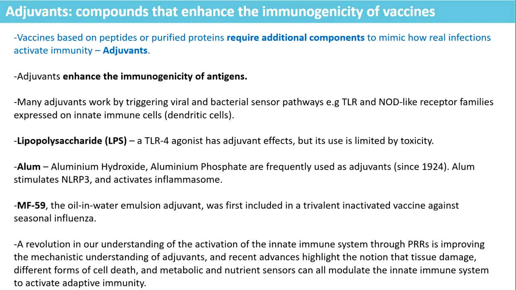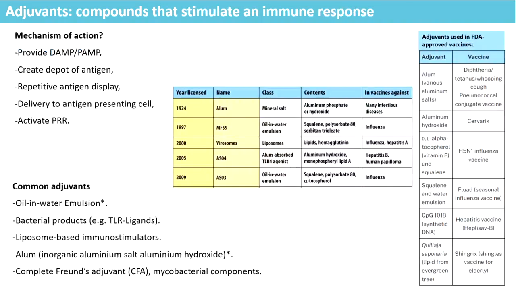But really, we've had a bit of a revolution in our understanding of the activation of the innate immune system through the PRRs. I can't speak today. And this has also improved our understanding of how adjuvants work, in triggering the innate immune response but ultimately activating the adaptive immune response. It's really important to realize that. This is just an example of some adjuvants.